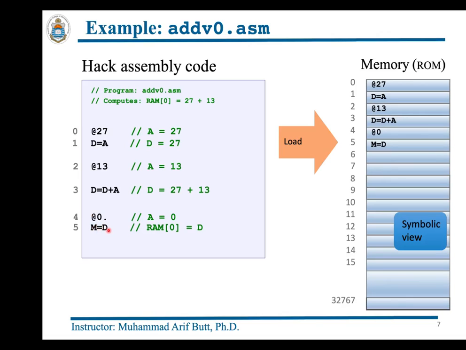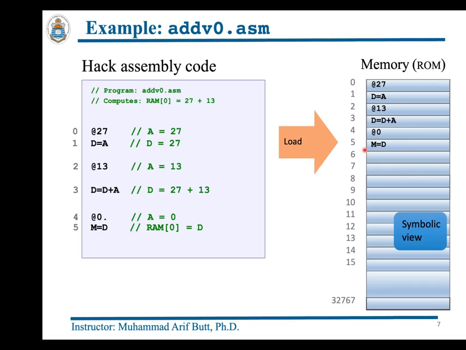So dear students, we are done with writing of our first assembly program that adds two constant numbers, 27 and 13. You can do this using any text editor, and then saving the hack assembly program in a file. Suppose I have saved it in addv0.asm. Next, we need to load this program inside the read-only memory or the instruction memory. You can note that the 6 assembly instructions over here are loaded inside the ROM from addresses 0 to 5.